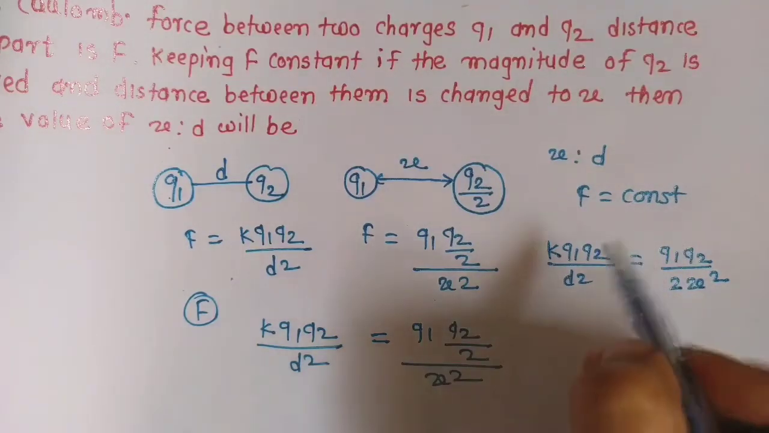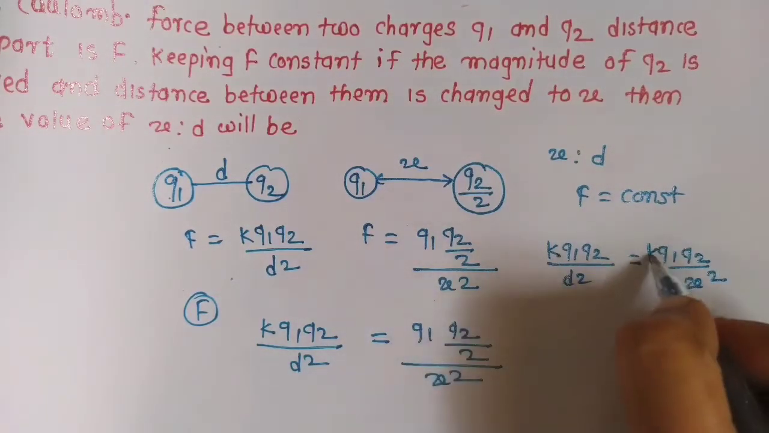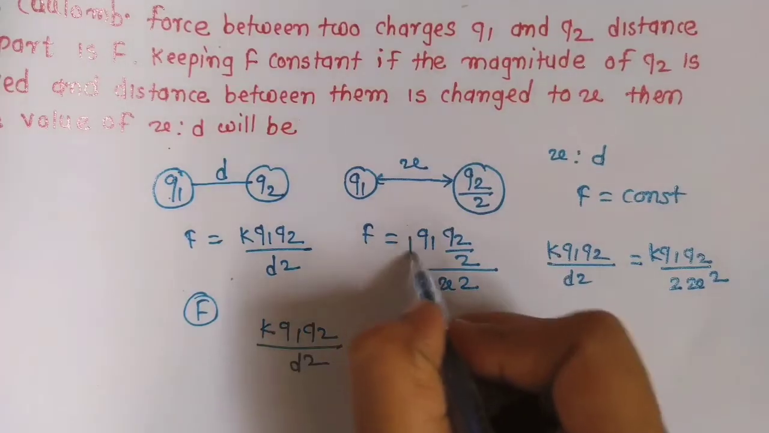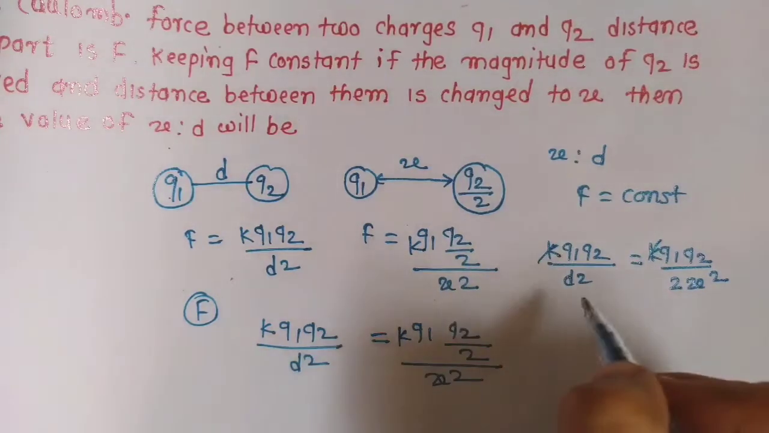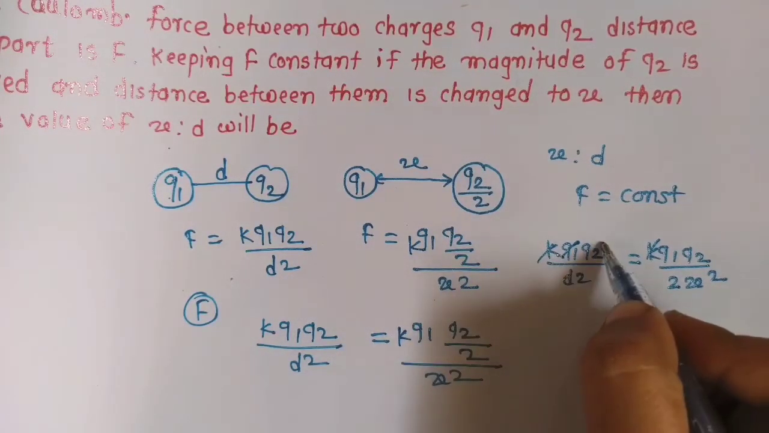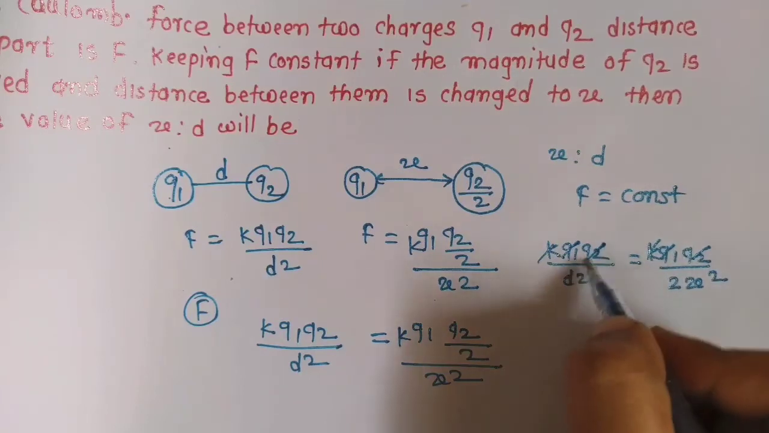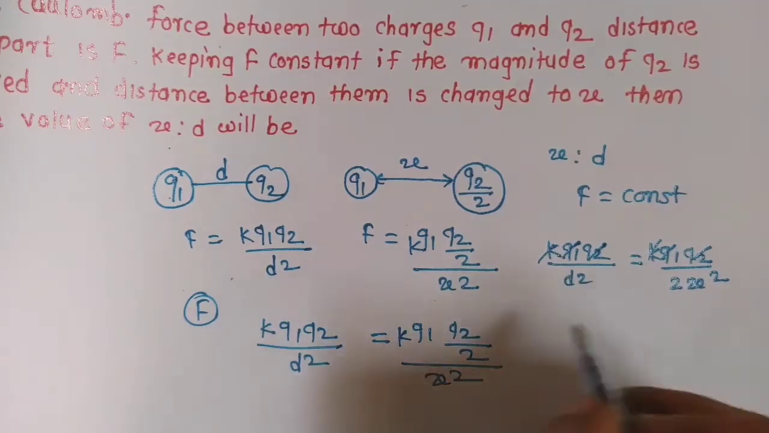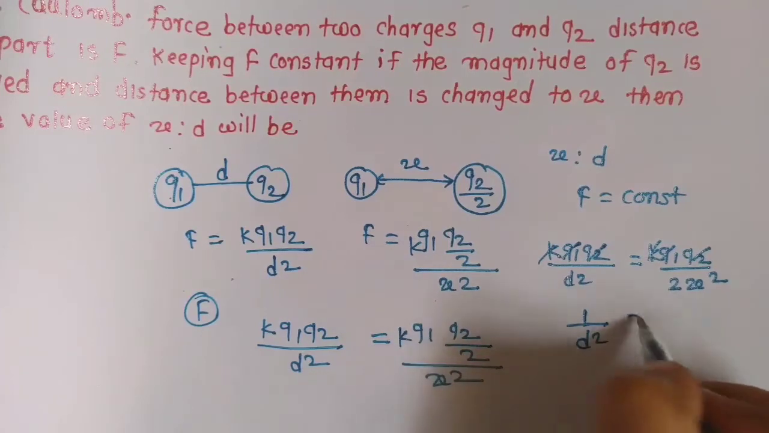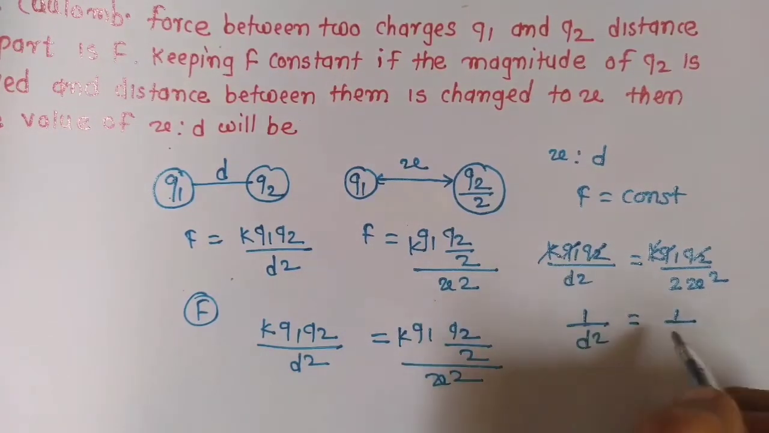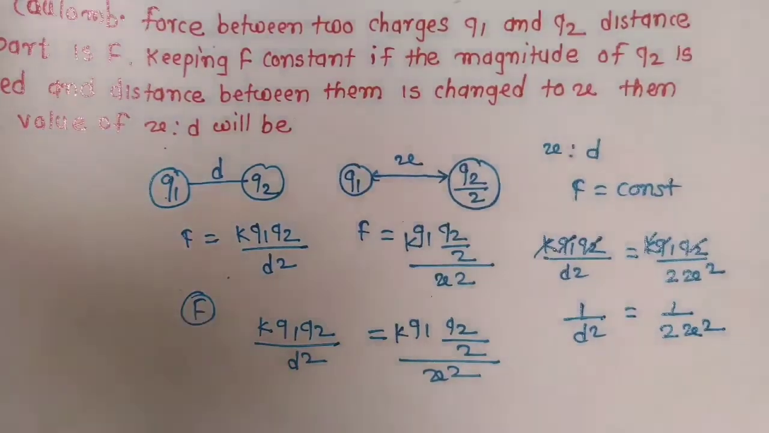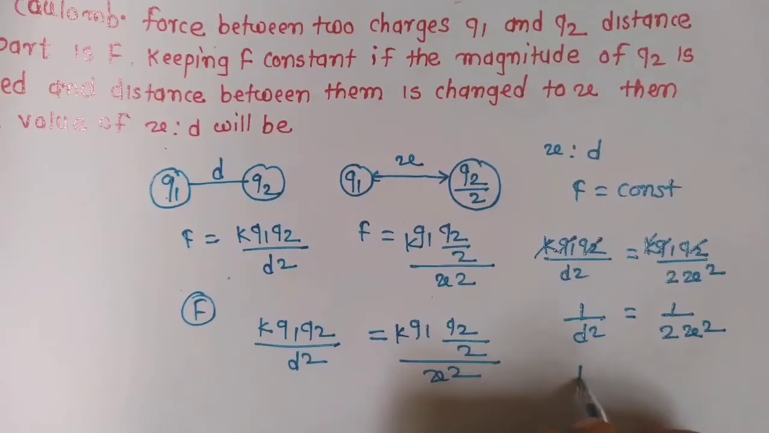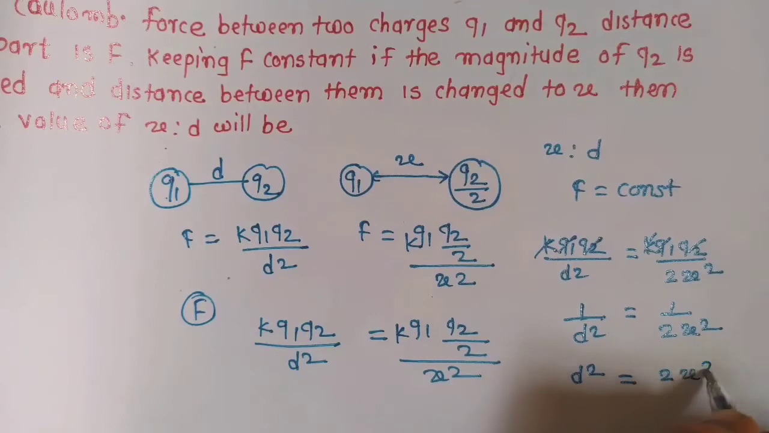K is present on both sides, so K gets cancelled. Q1 and Q2 are the same on both sides, so Q1 Q2 also get cancelled. Here 1 by d square is equal to 1 by 2x square. So taking it to the numerator, d square is equal to 2x square.